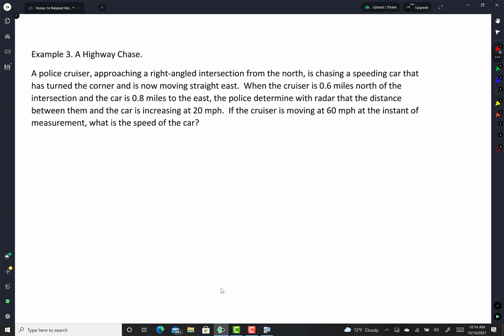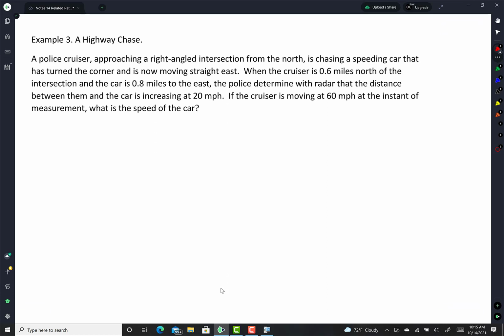All right, here we go. Example 3. A highway chase. No, miss. A police cruiser. All right, guys, focus. A police cruiser approaching a right-angled intersection from the north is chasing a speeding car that has turned the corner and is now moving straight east. When the cruiser is 0.6 miles north of the intersection and the car is 0.8 miles to the east, the police determine with radar that the distance between them and the car is increasing at 20 miles per hour. If the cruiser is moving at 60 miles per hour at the instant of measurement, what is the speed of the car? Whoa, did we take all that in? Yeah, read it again, guys. Read it again to yourselves.